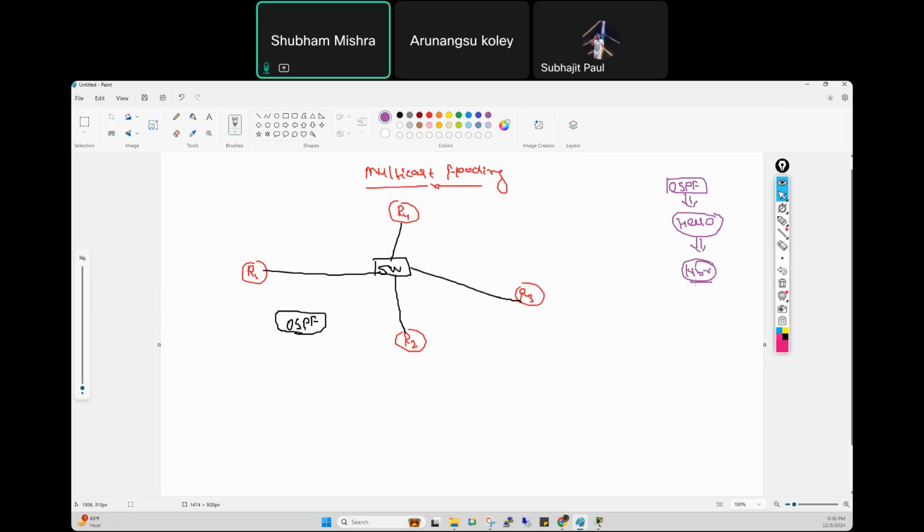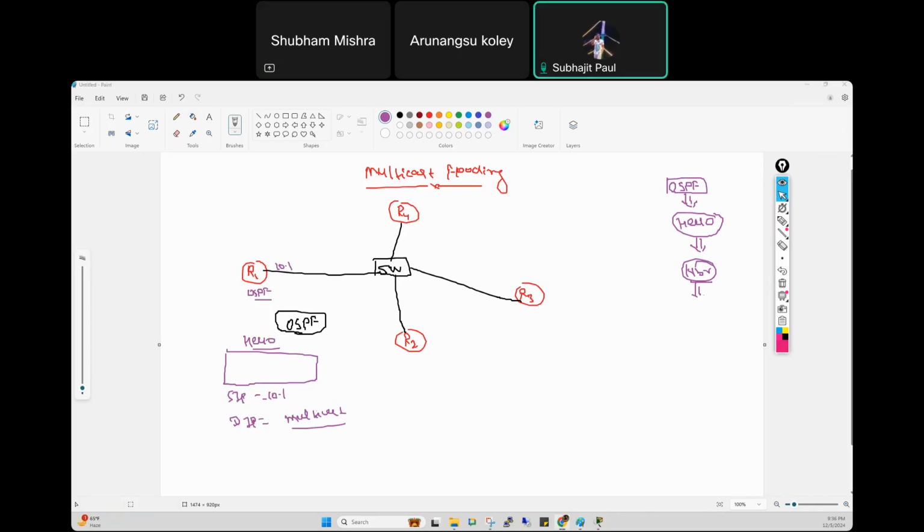Now, when you configure OSPF here, definitely router number one will generate which packet, guys? Hello packet. Yes or no? For example, the IP address here is 10.1. What is the source IP? 10.1. But what will be the destination IP? The destination IP will be a multicast IP. Getting my point? You guys understand, everyone?